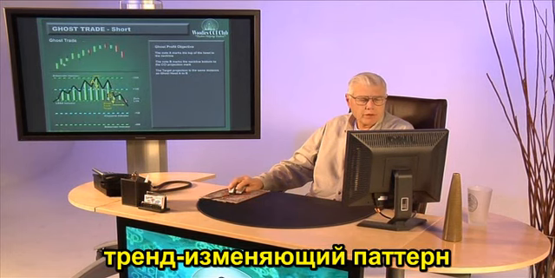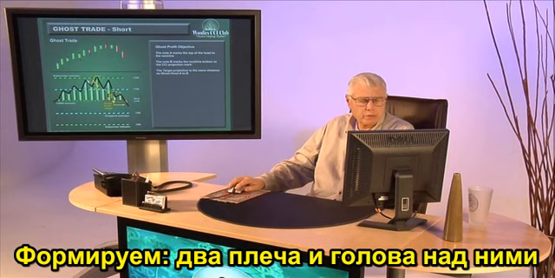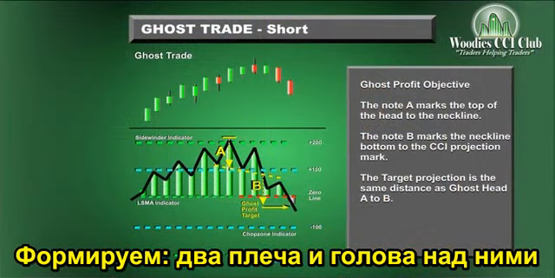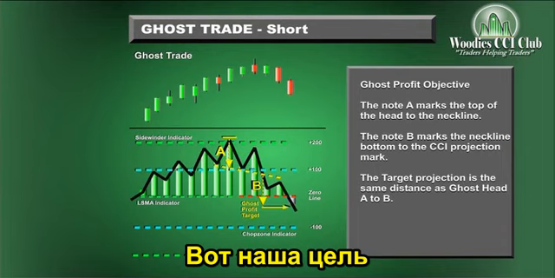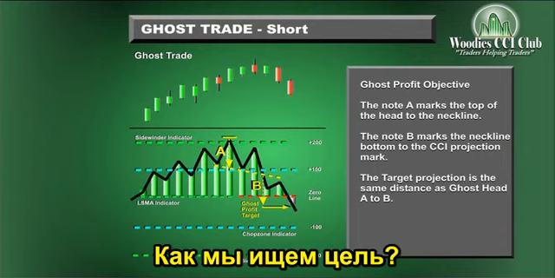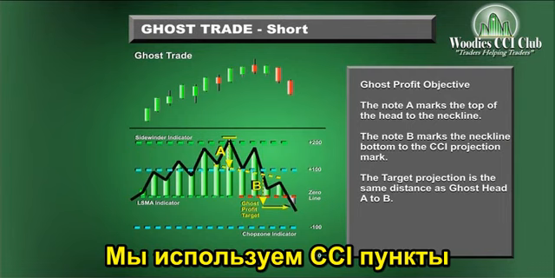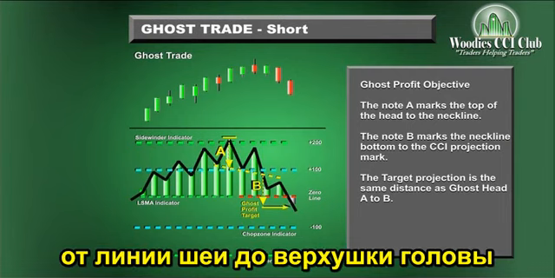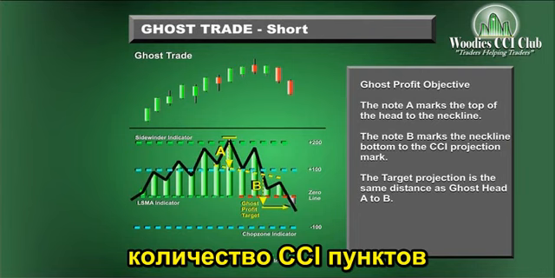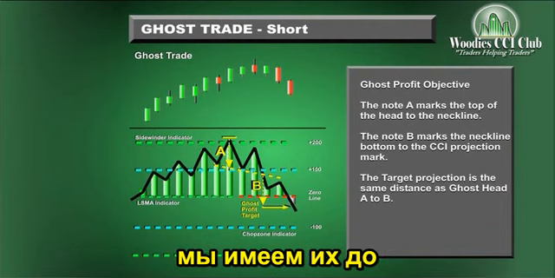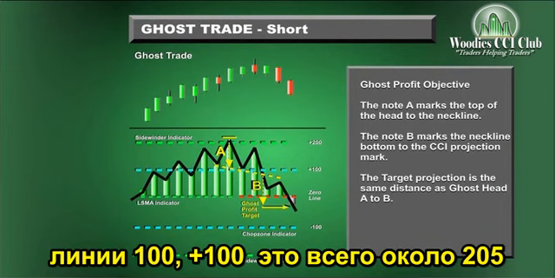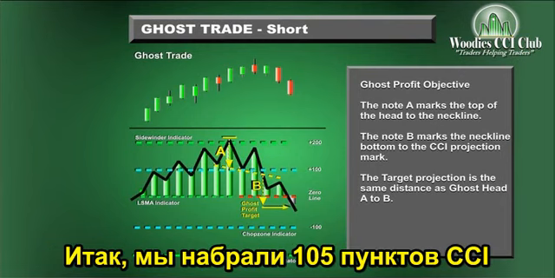So again, there's our uptrend, trend changing pattern. We formed two shoulders and the head above both of them, and taking out the neckline was our trigger. Now this is how we compute the target. We use CCI points from the neckline to the top of the head. In this case, we're approximately about 105 CCI points because we're right at the 100 plus 100, and it goes to about the 205. So we got about 105 CCI points.